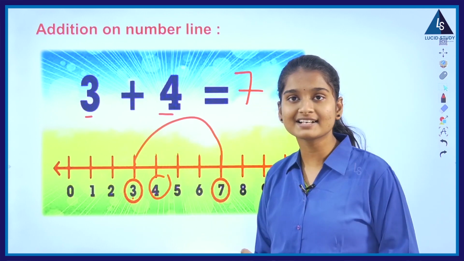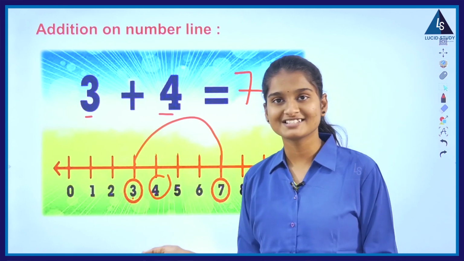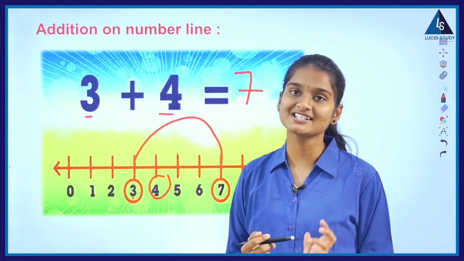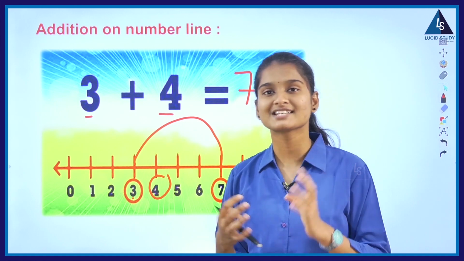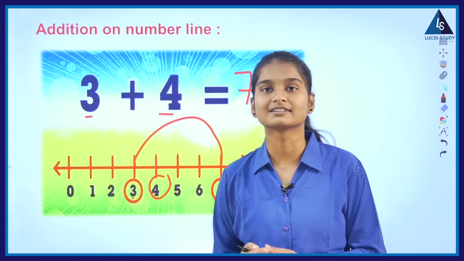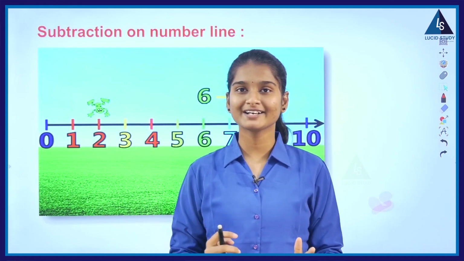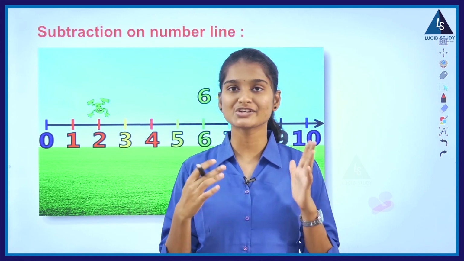What do we get, children? We get 7. So this is how we represent additions on the number line. Now let us learn how to represent subtractions on the number line. So now children, we will learn how to represent subtractions on the number line.